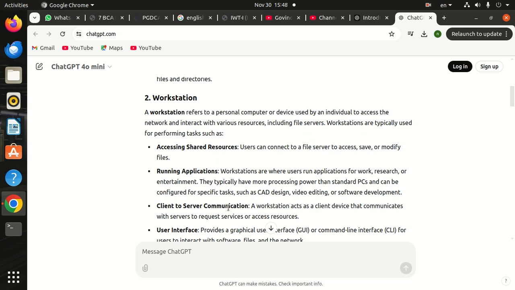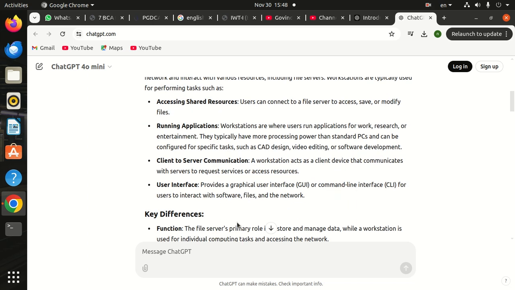Second, workstations, which refers to a personal computer or device used by an individual to access the network and interact with various resources. Workstations are typically used for the following tasks, such as accessing shared resources, which means a user can connect to a file server to access, save or modify files. Second, running applications, that means these are where users run applications for work, research and entertainment also. They typically have more processing power than standard PCs, and can be configured for specific tasks.